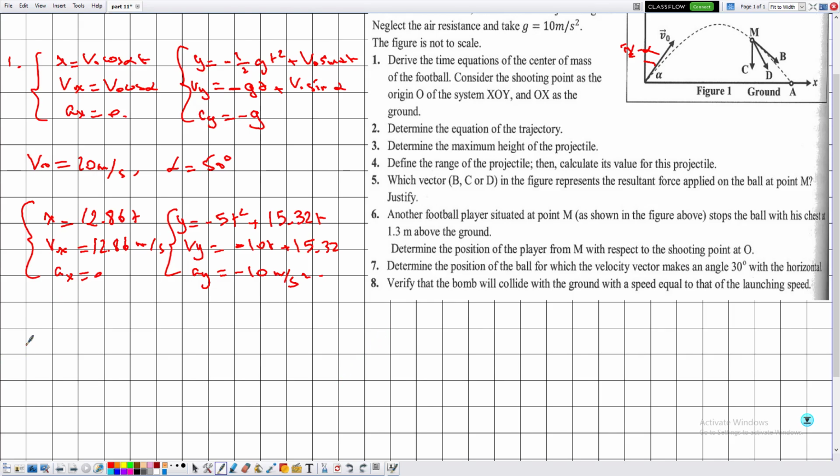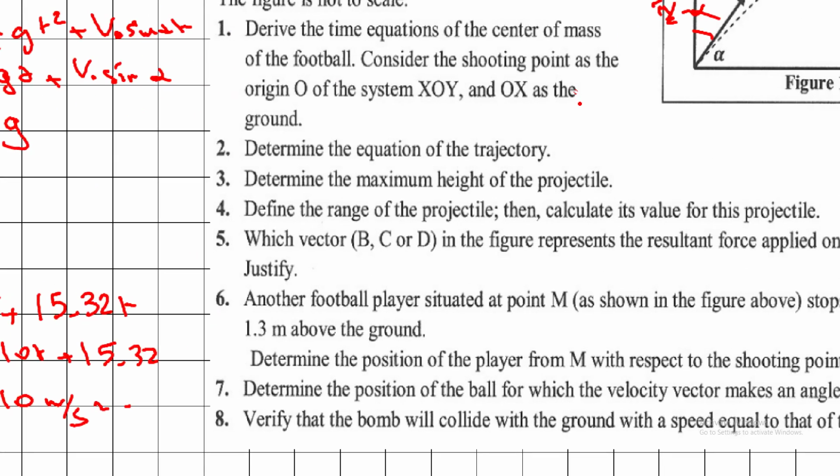Now in number 2, they are telling me to determine the equation of the trajectory, and here I want to say something that's very important. Now the equation of the trajectory is a relation between x and y.